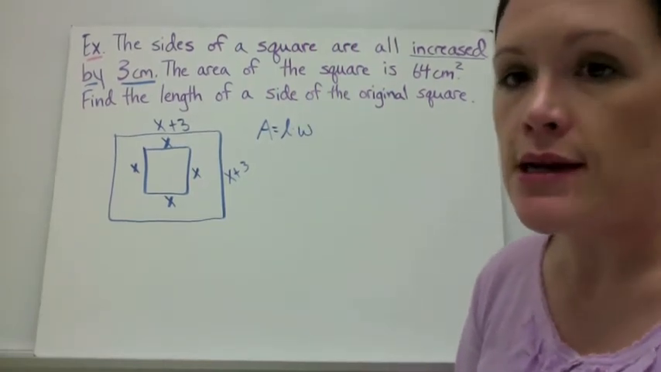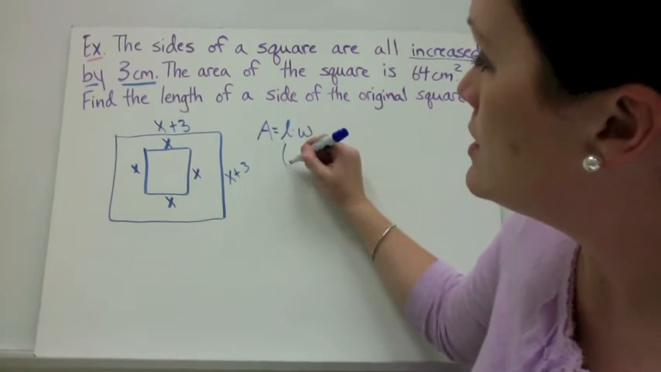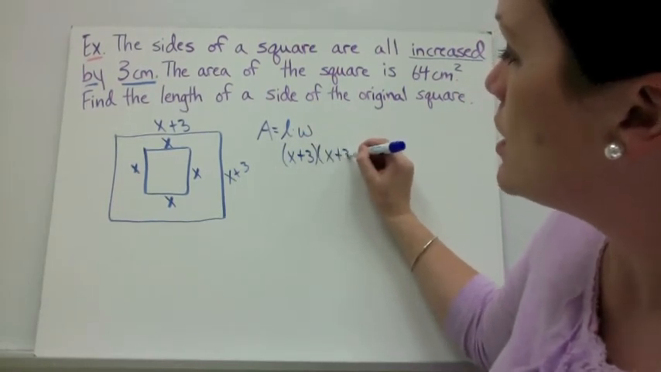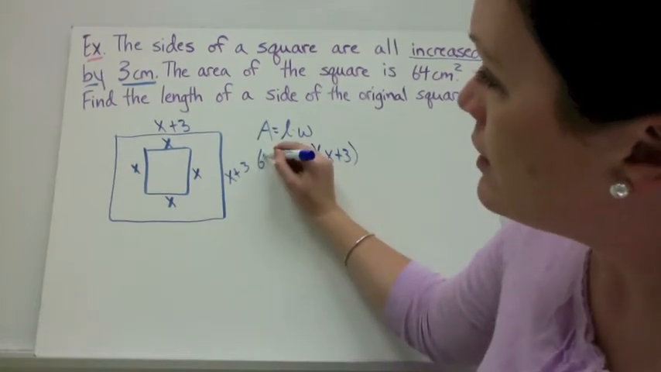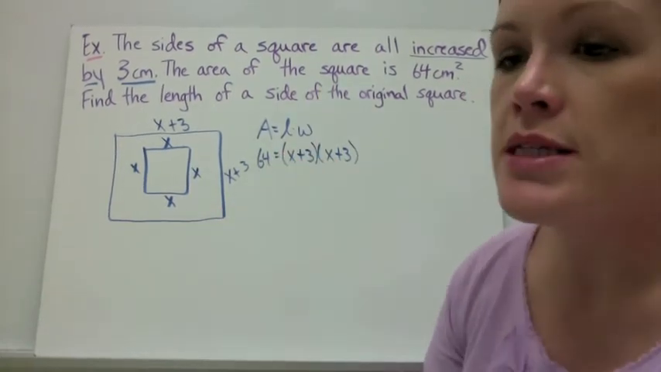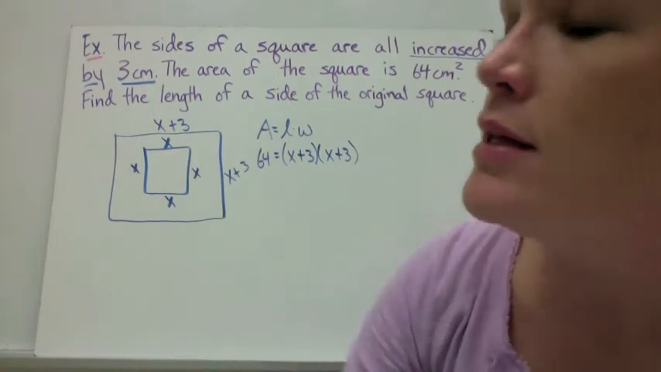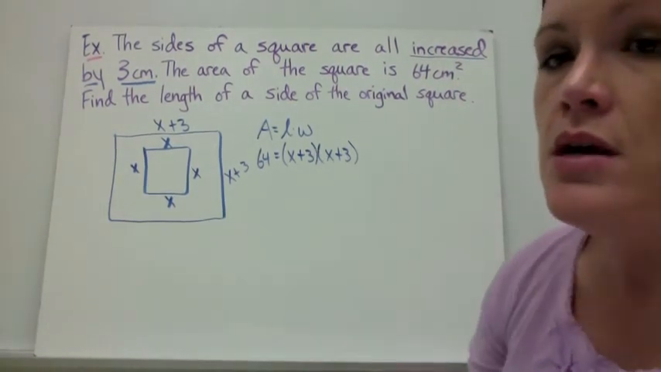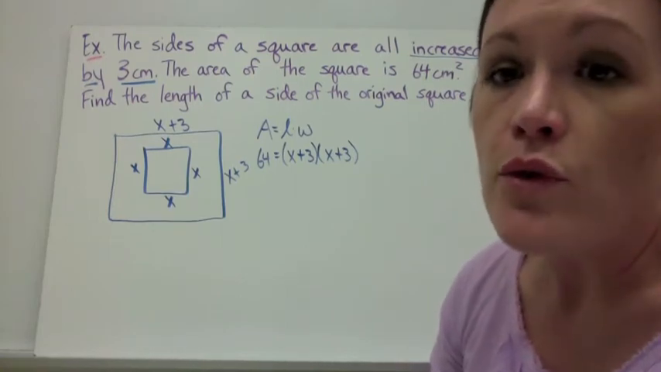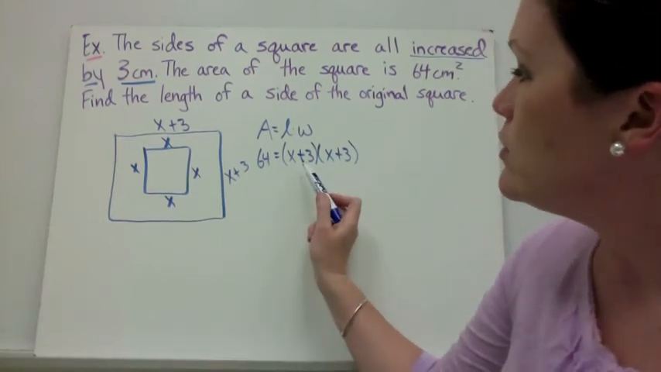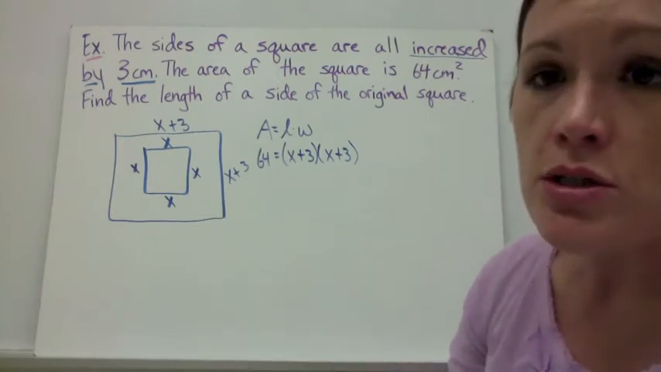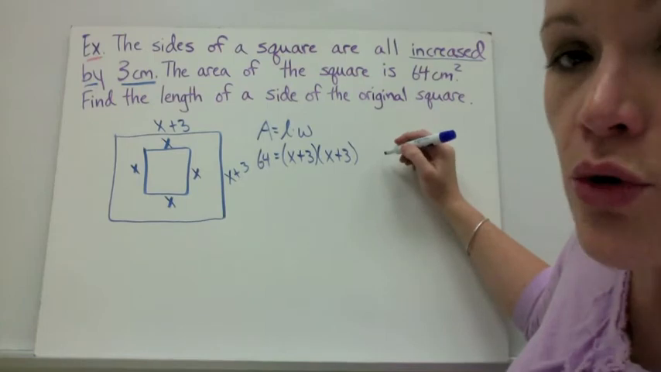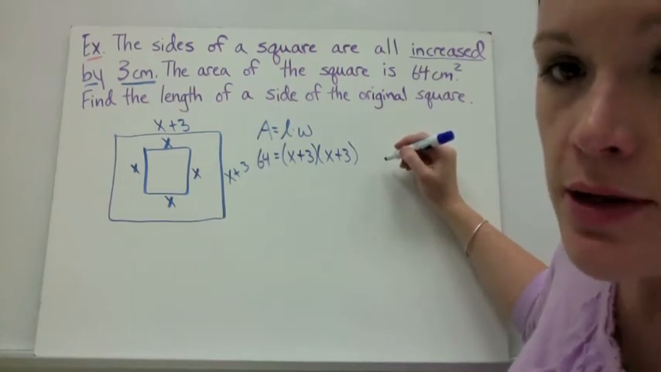So area is length times width, which are going to be the same since it's a square. So we have x plus 3 times x plus 3, and they've given us the area is 64. So we can set that equal. And then we can go ahead and start solving. So to solve this problem, you want to use the FOIL method since you see you have a binomial times another binomial. So let's start there. And we can use the box method or the FOIL method or the distributive method here.